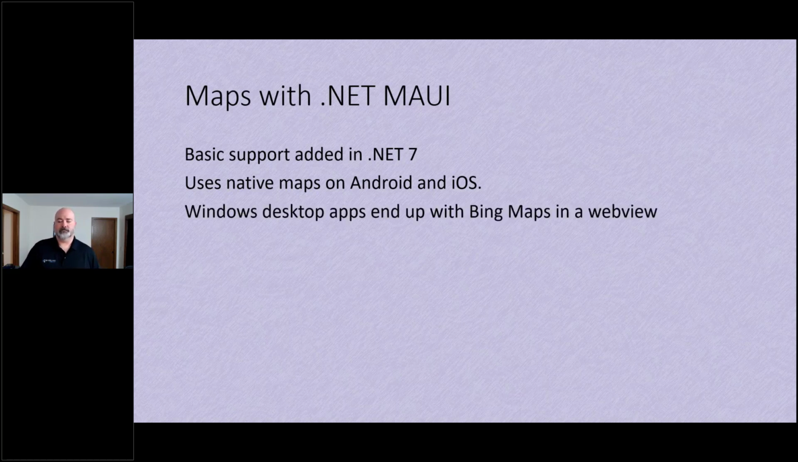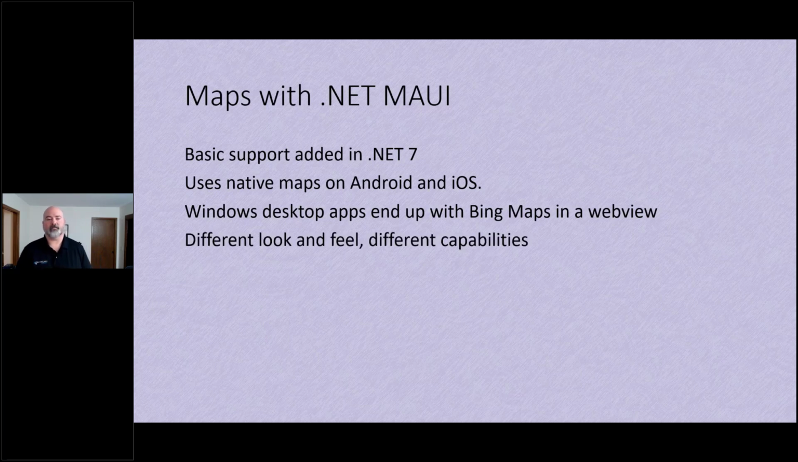Windows desktop apps end up with big maps in a web view because Windows does not have a native map control for desktop, which is weird, but it is what it is. And of course, each one has a different look and they have different capabilities.